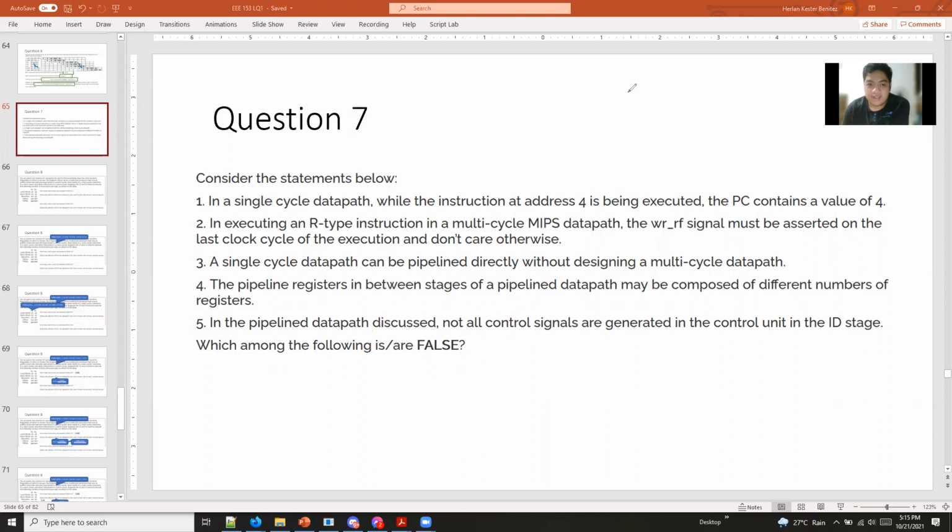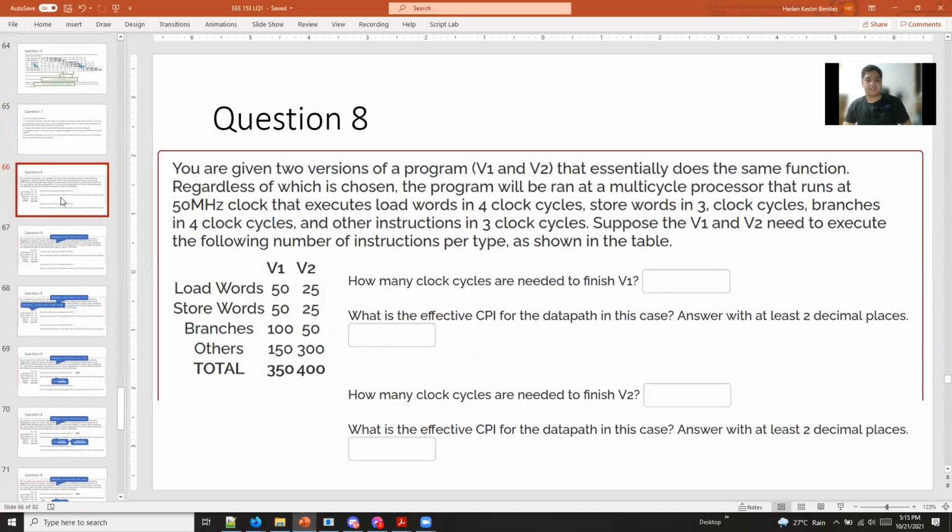And then, last one. May konting computations. So you are given two versions of a program, V1 and V2, that essentially do the same function. Regardless of which is chosen, the program will be run on a multi-cycle processor that runs at 50 megahertz. So yung load word instructions daw ay 4 clock cycles. Ang store word 3, ang branch ay 4, and yung other instructions ay 3.